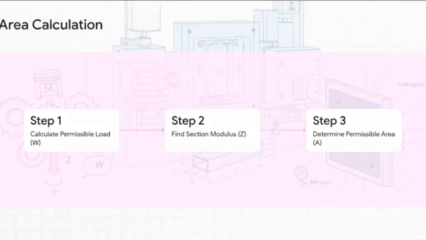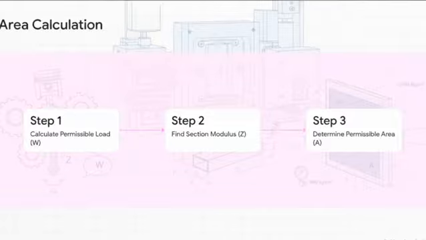Let's walk through that calculation chronologically, just like a master blueprint. Step 1. You find your permissible load, or W. Step 2, you calculate the section modulus, Z, which is based on the length and thickness of your support plate. Step 3, you determine your permissible projected area, A. To do this, the math gives us a standard working stress to plug in, which is 840 kilograms per square centimeter, and a maximum unit pressure on the support plate of 630.